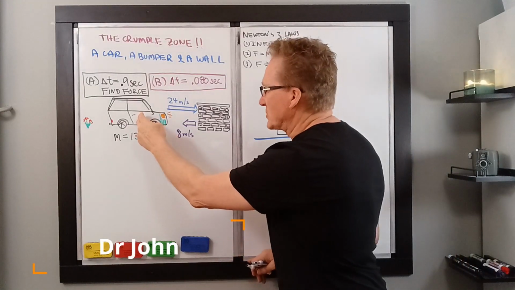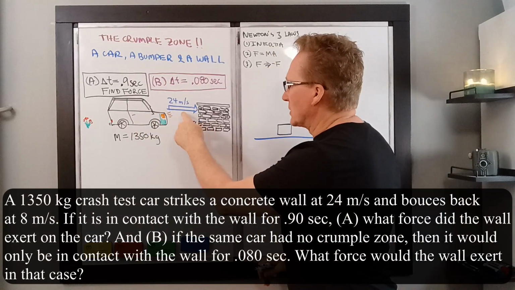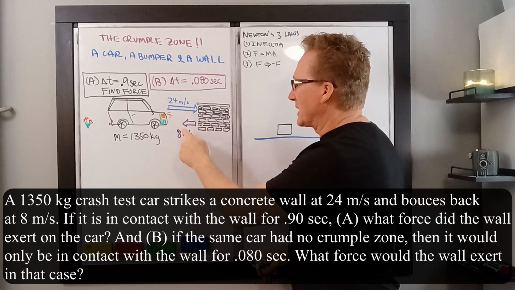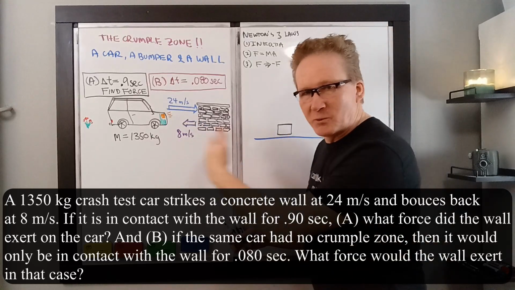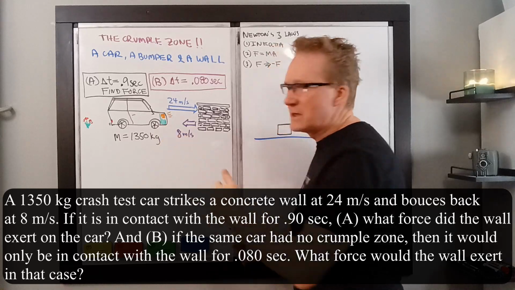Today we have another force problem. We have a test car that's crashing into an immovable stone wall. The car is initially moving at 24 meters per second, and when it bounces off the wall, it goes backwards at 8 meters per second. Now, initially the car has this green crumple zone.